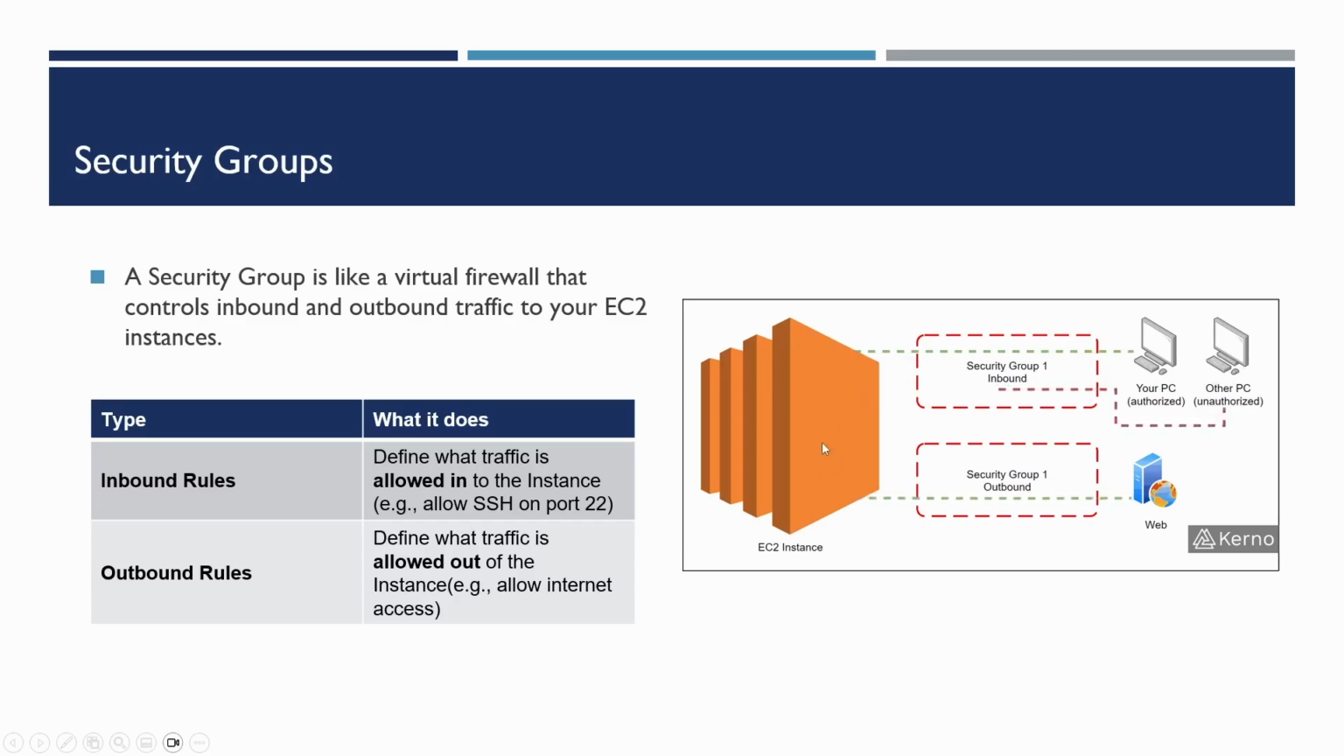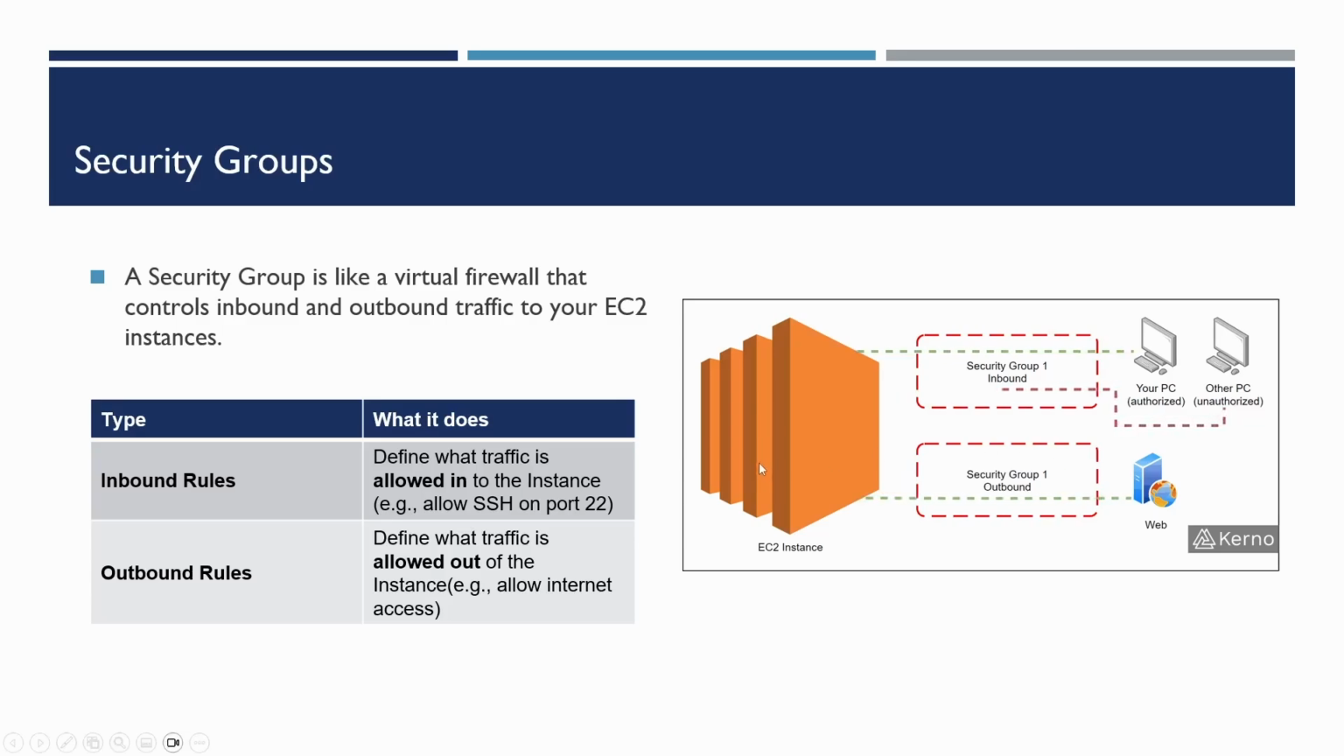Similarly, the instance itself can communicate to the outside world. When it does that, the outbound security group kicks in and checks whether you are allowed to go out or not. Let's suppose in the outbound, I want to block all traffic. So I will remove all rules, and then when the instance tries to go outside the network, it will not be allowed to go out because the security group blocks it. That is the important thing to understand about inbound and outbound security rules.